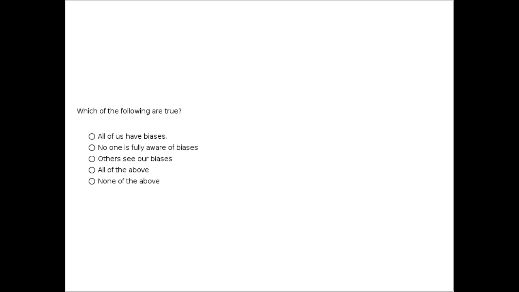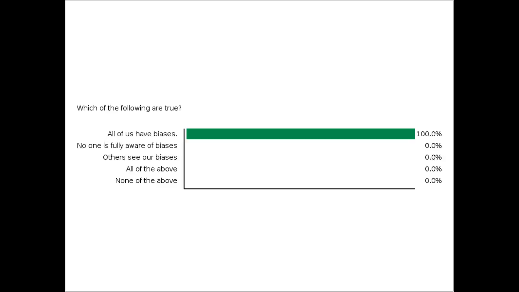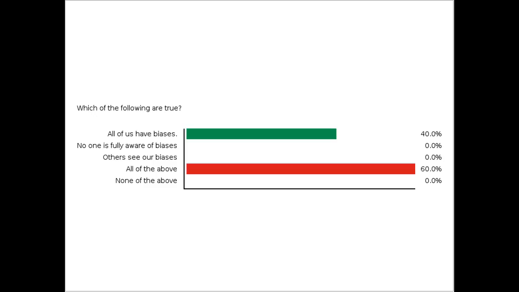If you would, once again, pick whatever you think is the correct answer. So our options here: all of us have biases. No one is fully aware of biases. Others see our biases. Or all of the above, or none of the above. All right. I'm going to go ahead and skip to the results. And let's see. All right, Bill. Kind of all over the place this time. Well, I particularly like the 50% of you that says all of the above.